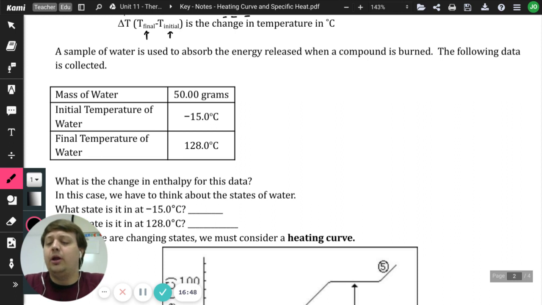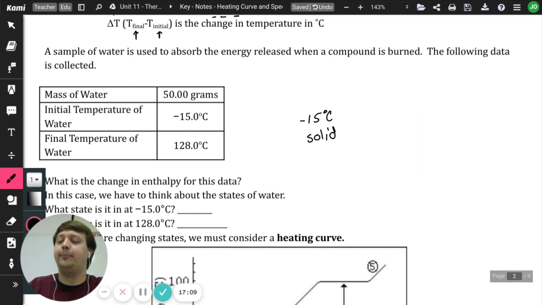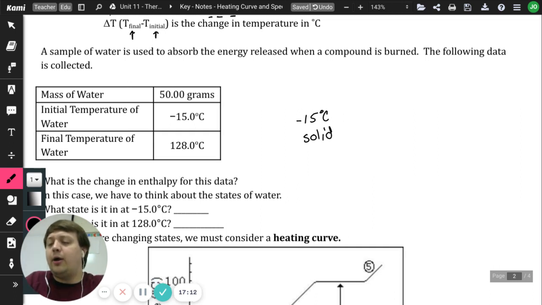Well, here's the thing. Different states of matter have different specific heats. Looking at this, I'm talking about water, and I started at negative 15 degrees Celsius. At negative 15 degrees Celsius, water is a solid, right? Because 0 degrees Celsius is where it changes phase. And then we know that water is going to undergo a phase change at 0 degrees Celsius. So this is 100% solid from negative 15 to 0 degrees Celsius.